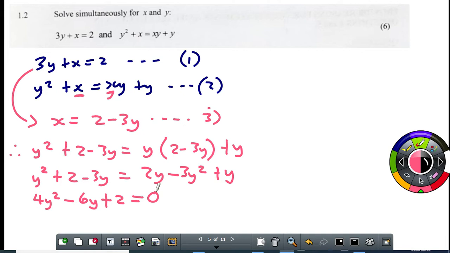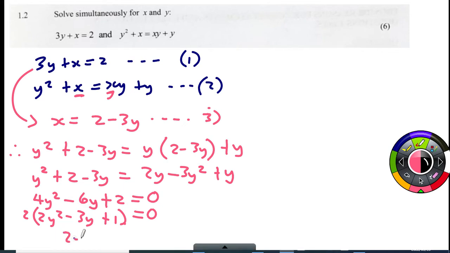Now, the standard form, fortunately, can be simplified. Common factor is a 2. So I'll take out 2. Okay? Because I don't want to use the quadratic formula. But please don't say that Mr. Chiponda likes to factorize or wants to factorize. It might end up wasting your time. So use the quadratic formula. So my simplified equation becomes 2y squared minus 3y plus 1 equal to 0.